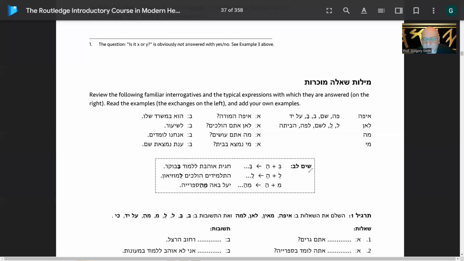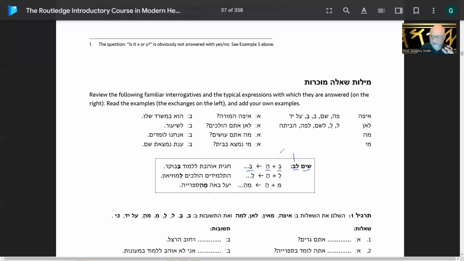All right, so let's look at this here. Sim lev. Okay, a note. שים לב. Sim lev means like a note. Sim lev. That's the same word as heart. Okay, so they're saying here, you've got a bet and you've got a hey, that equals ba. Okay, so yeah, I think I covered that before.